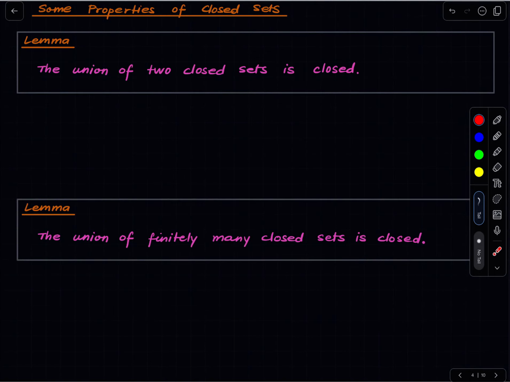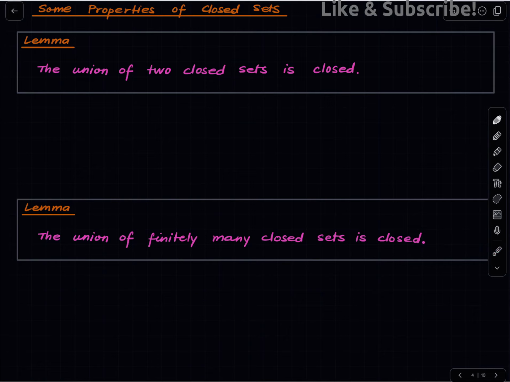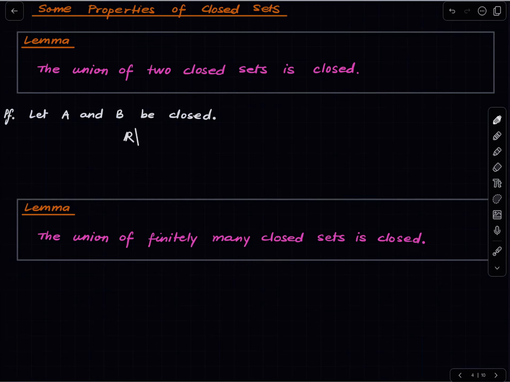And again, just like we had properties of open sets, we will have properties of closed sets. First is that the union of any two closed sets is also a closed set. The proof is an exercise in set theory. So, let A and B be closed sets. We want to show their union is a closed set. So, we will take the complement of the union and want to show that it is open. But what is the complement of the union? It is the intersection of the complements.